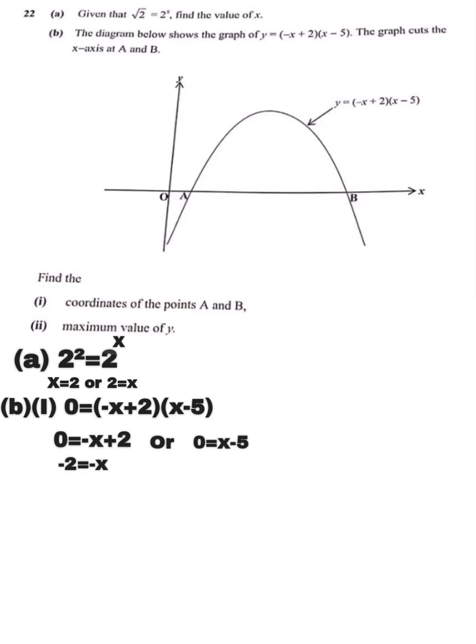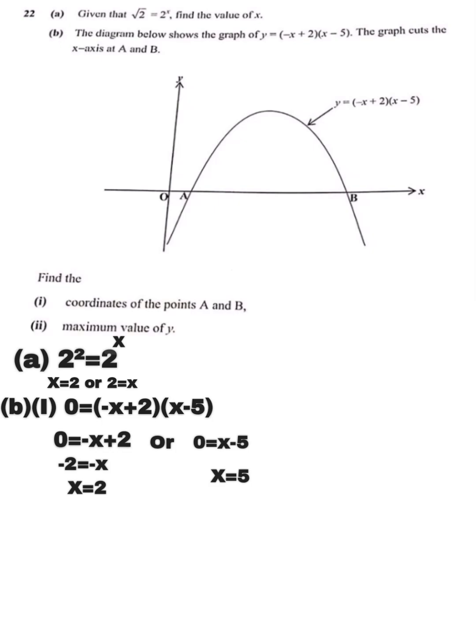So the value of x here is going to be what? 2. Another one: 0 is equal to x minus 5. So this negative 5 is going to cross the equal sign, and once it crosses the equal sign, it will change to positive. So my value for x is going to be 5. Now they are asking us to find the coordinates of a and b.